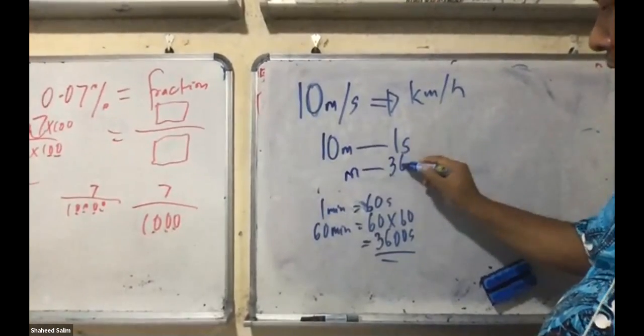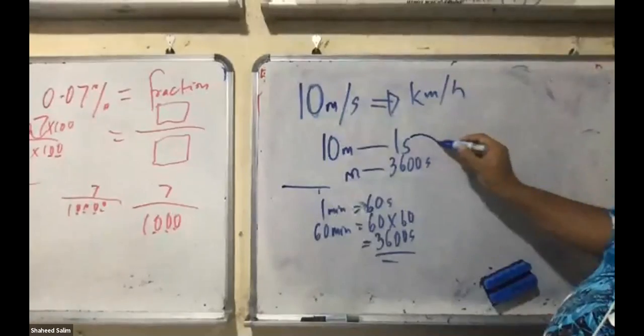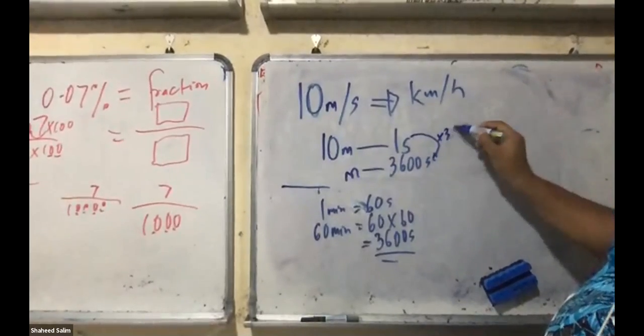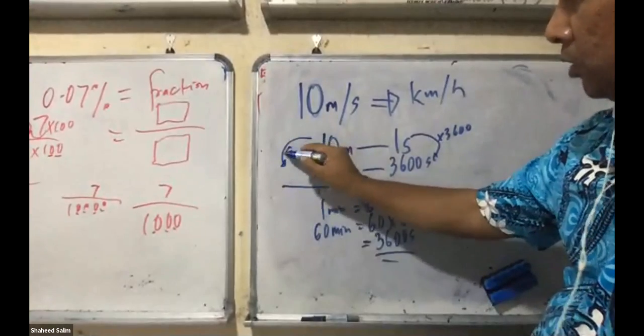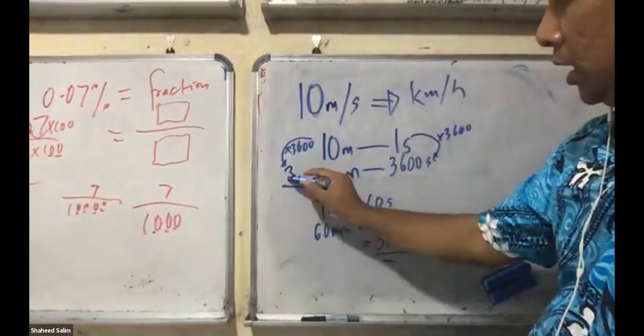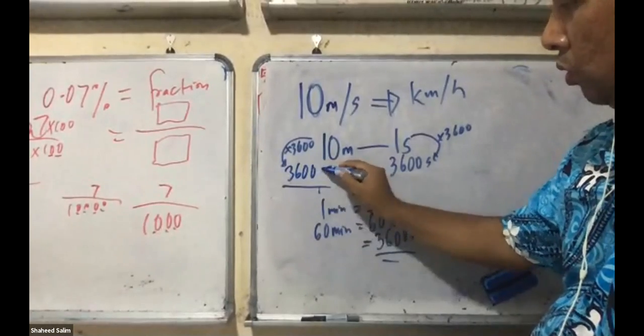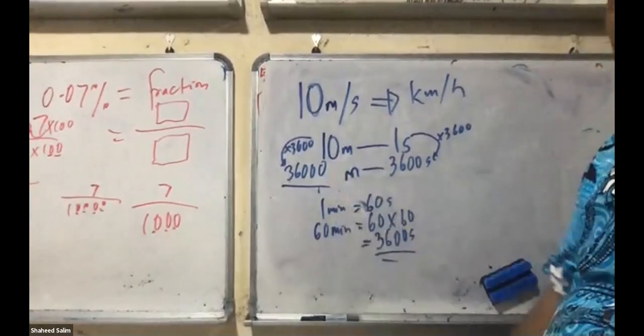It's 3600 seconds. How many meters can be traveled? Well, from here to here, you times by 3600. So you have to also times by 3600. You get 3600. You understand how you get this one now?